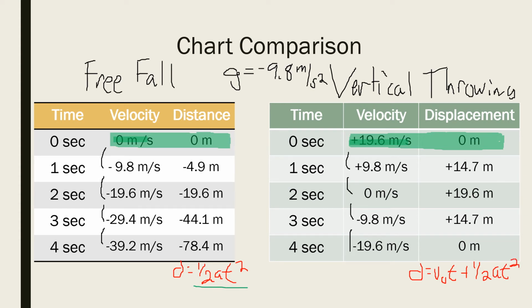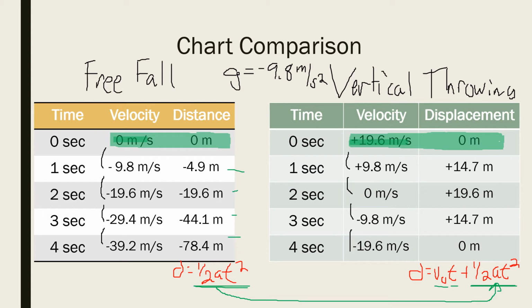Interesting. This 1/2 at squared is exactly the same. And since the gravity is the same, this part of the equation should be the same. So if you know all of these numbers, you could just take the v naught and multiply it by the time, and then add the displacement at that second.